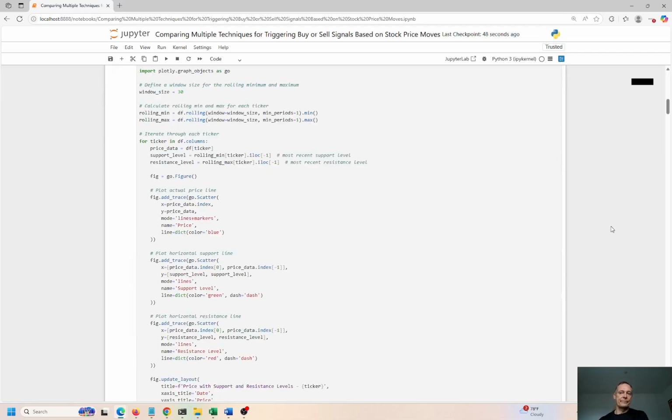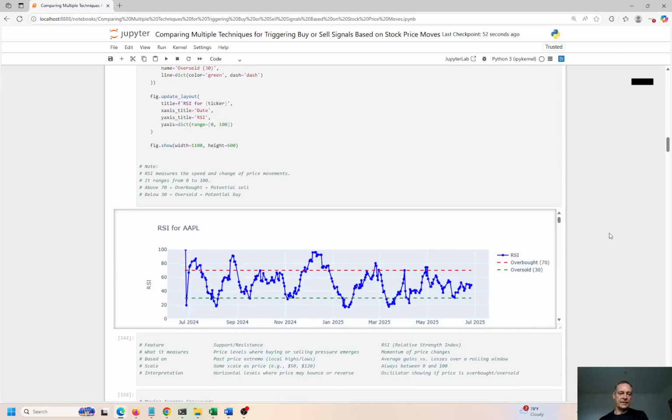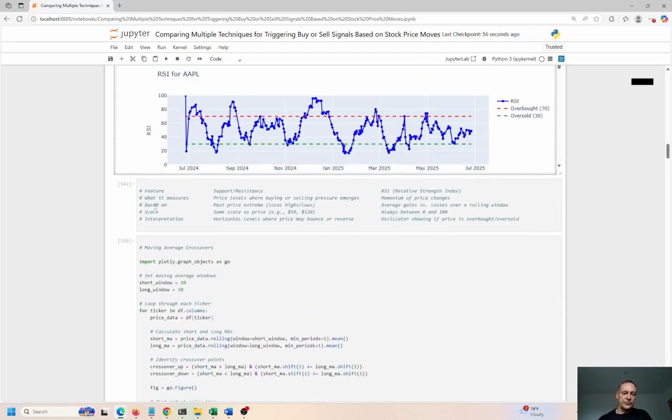Support resistance, right? That's the support resistance. Relative strength index, that's number 2, RSI. So let's just compare quick. What it measures, based on scale and interpretation. Support resistance: price levels where buying and selling pressure emerges, past price extremes, local highs and lows, same scale as price, and horizontal levels where price may bounce back or reverse. Relative strength index: momentum of price changes, average gains or losses over a rolling window, always between 0 and 100, and an oscillator that shows if price is overbought or oversold.